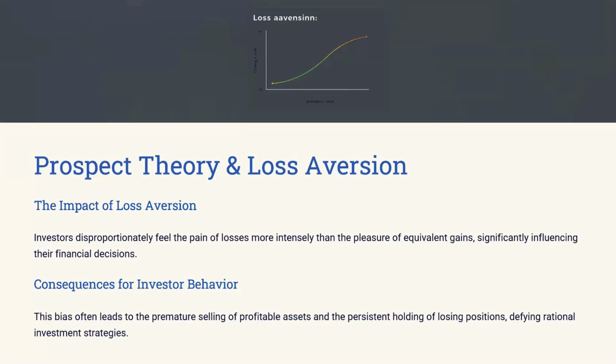Second is the consequences for investor behavior. These biases often lead to premature selling of profitable assets. Disposition effect: due to loss aversion, investors are often eager to realize small gains quickly, fearing that the profit might evaporate. They take the profit too soon to lock in the positive feeling of a gain, even if the asset has further upside potential. This effect is also known as the disposition effect.